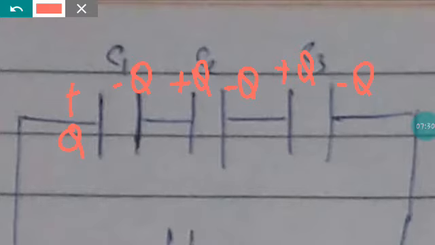Okay. And the potential drop for C1 will be V1, for C2 it will be V2, and for C3 it will be V3. These are the potential drops. Understood? So I think you have understood these things, all the terms we have used here.